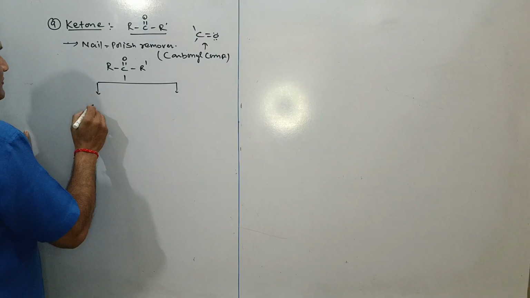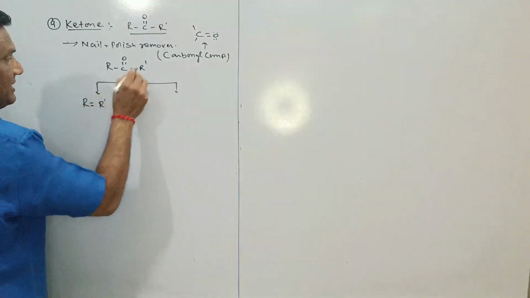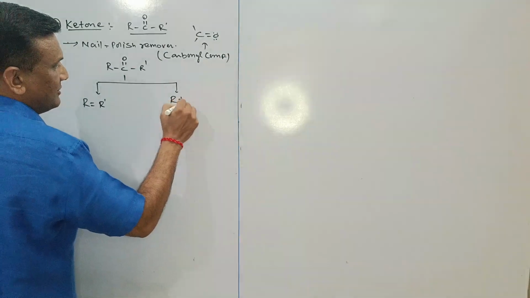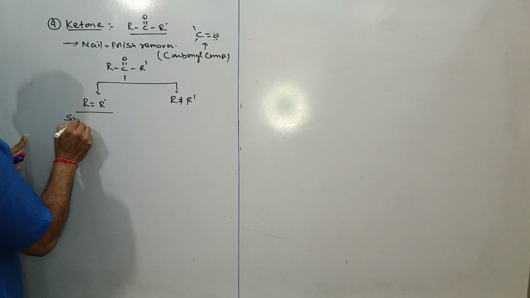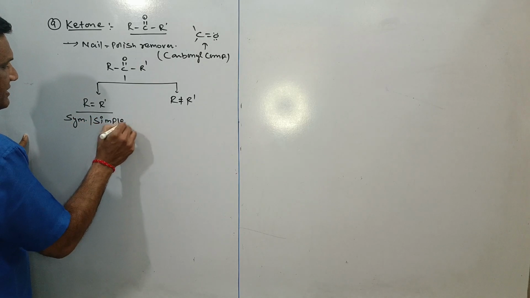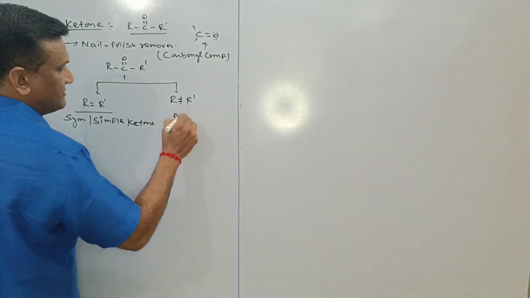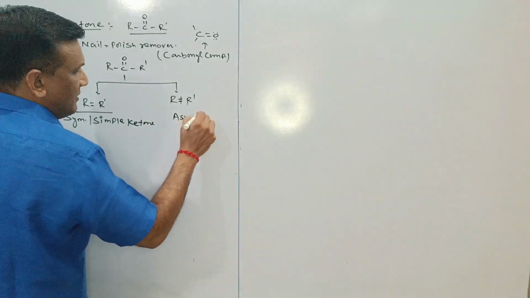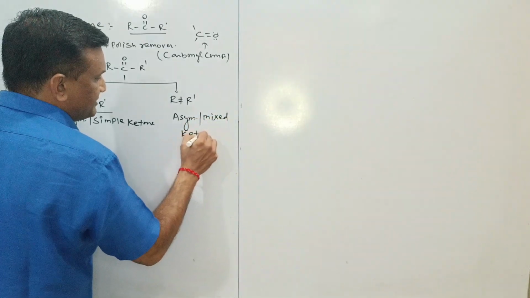If I go with the ketone, there are two types of ketone: one where R is equal to R dash, and one where R is not equal to R dash. The first is called a symmetrical or simple ketone, and the second is called an asymmetrical or mixed ketone.